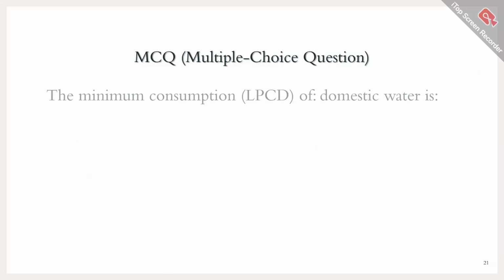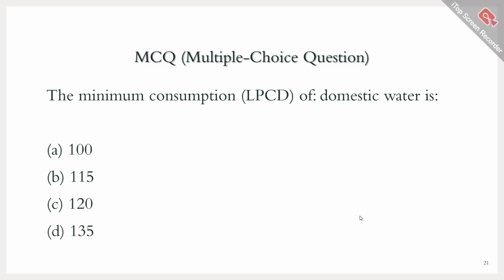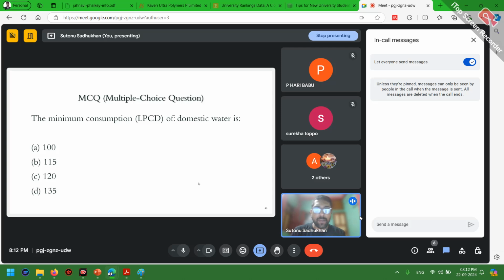Now, next MCQ. The minimum consumption of domestic water in LPCD unit is option A 100, option B 115, option C 120, option D 135. LPCD means liter per capita per day. That means liter per day used by a single person. Liter per head per day, that you can also consider. So one single person in a single day is using how much liter of water?